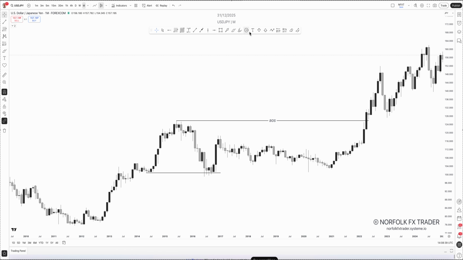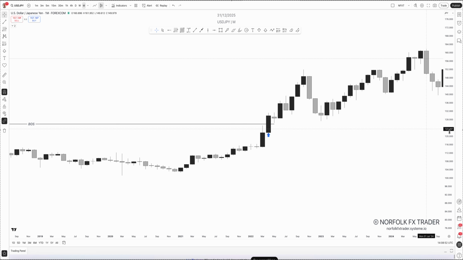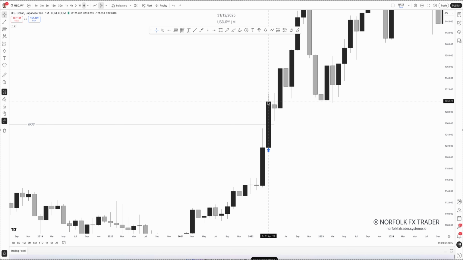Now we know it's a break of structure quite simply because we see the candle closing through. That is all you need to understand with a break of structure. You're going to mark it from that previous high you've got in the market. We see the candle closing through, this candle here closes through that level. That is your valid break of structure.